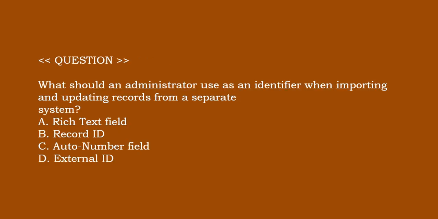Next one. What should an administrator use as an identifier when importing and updating records from the separate system? Option A, rich text field. Option B, record ID. Option C is auto number field. Option D is external ID.